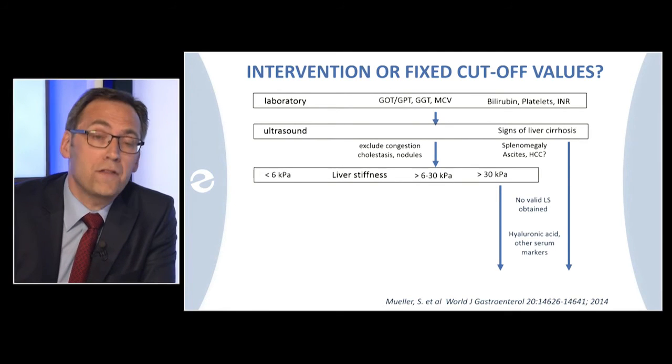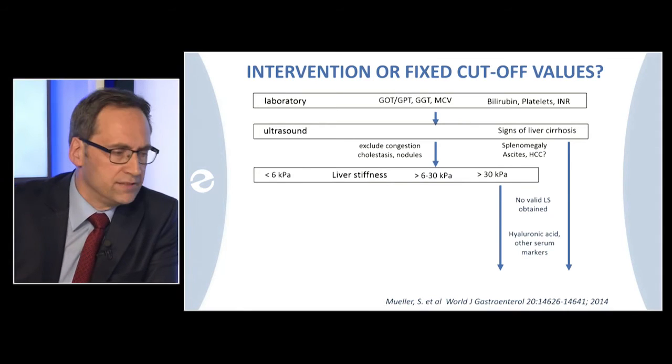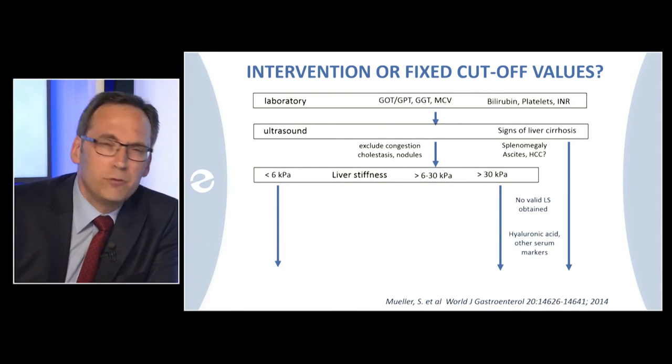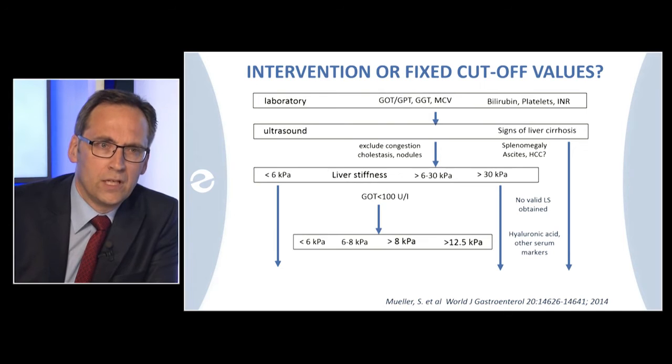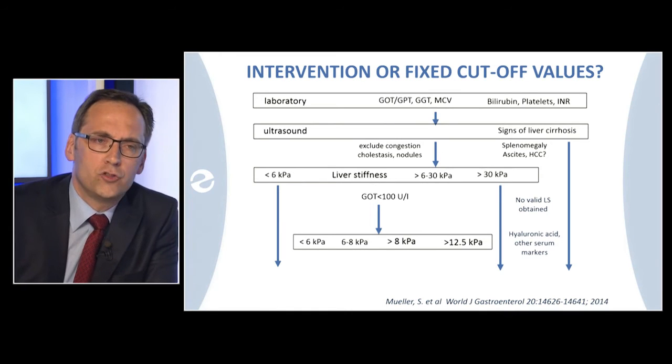If you have higher than 30 kilopascal, you are sure this patient has cirrhosis. If you have less than 6 kilopascal, you exclude any manifest fibrosis. This patient has not any consequences from his drinking. And if you have the values in between, you then have to apply the GOT-adapted cutoff values that I mentioned earlier on.